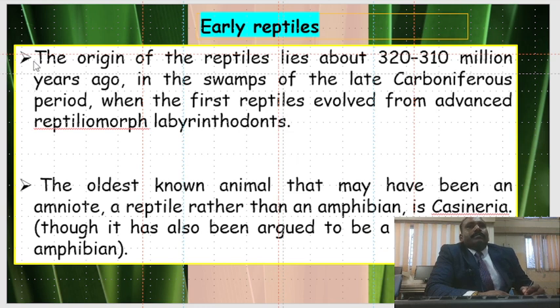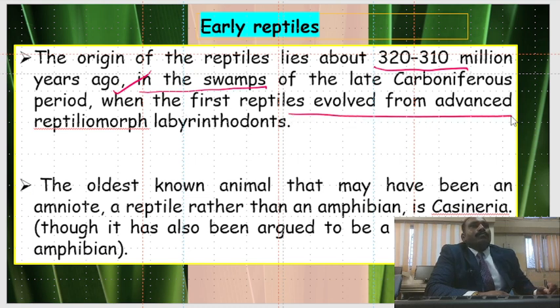Coming to the early reptiles, the origin of the reptiles lies about 320 to 310 million years ago. We are going to discuss the 10 million year span of the ruling of the land by very gigantic and huge-sized animals, that is reptiles, particularly the dinosaurs, in the swamps of the late Carboniferous period, when the first reptiles evolved from the advanced reptiliomorphs or the labyrinthodonts.